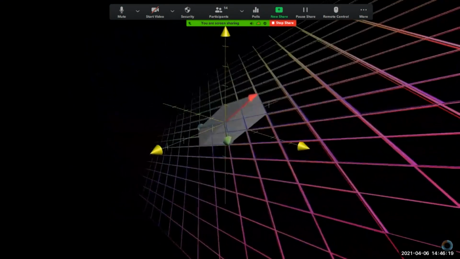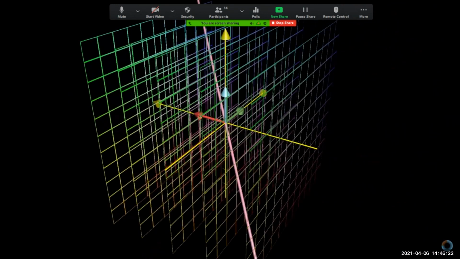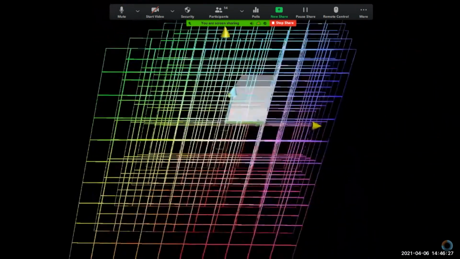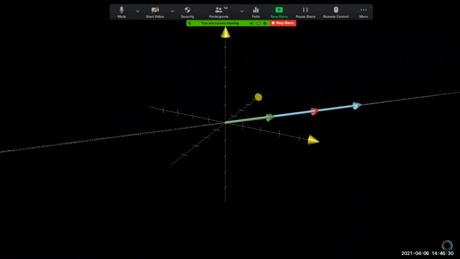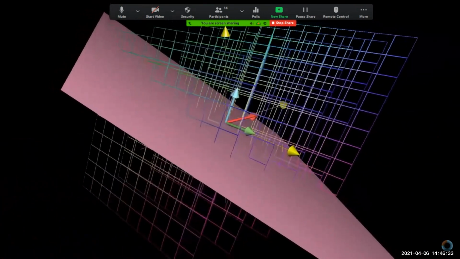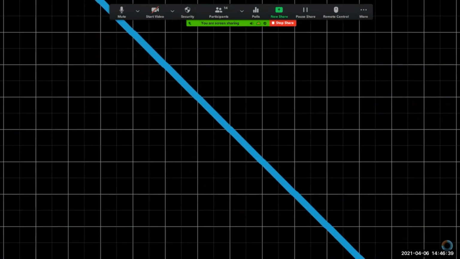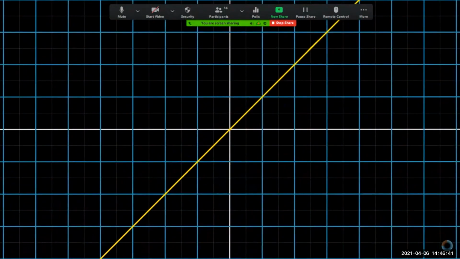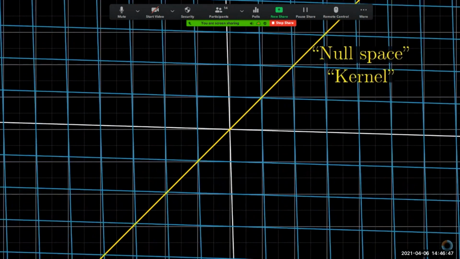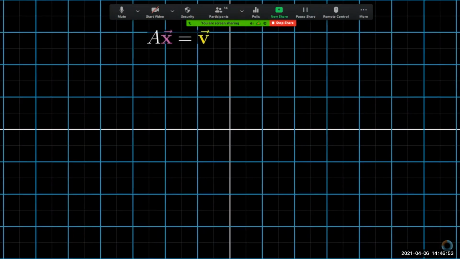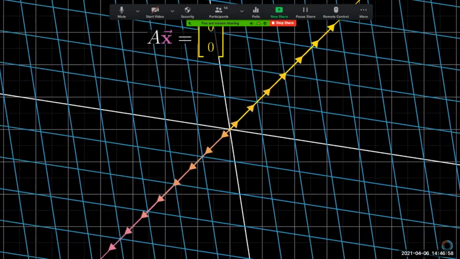If a 3D transformation squishes space onto a plane, there's also a full line of vectors that land on the origin. If a 3D transformation squishes all of space onto a line, then there's a whole plane full of vectors that land on the origin. This set of vectors that lands on the origin is called the null space, or the kernel of your matrix. It's the space of all vectors that become null, in the sense that they land on the zero vector. In terms of the linear system of equations, when v happens to be the zero vector, the null space gives you all of the possible solutions to the equation.